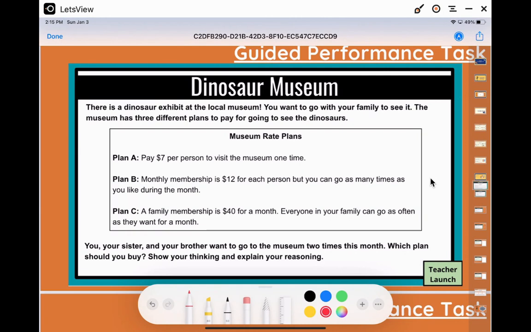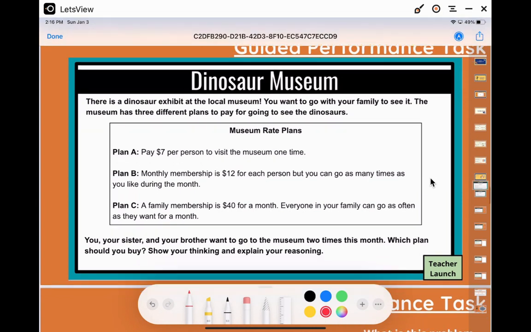Plan A, you can pay $7 per person to visit the museum one time. Plan B, you can get a monthly membership for $12 for each person, but you can go as many times as you want during the month. For Plan C, it's a family membership and you pay $40 for a month. And everyone in your family can go as many times as they want during the month.